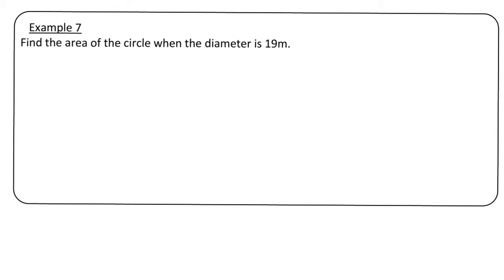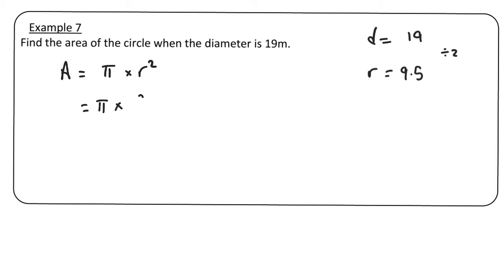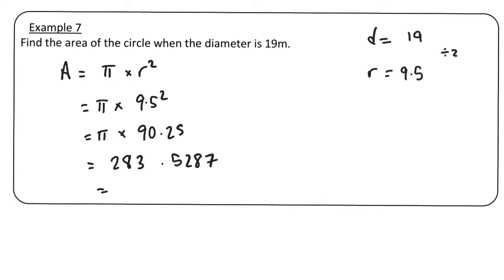Example 7, find the area of the circle when the diameter is 19. The area is π times r squared. We're told that the diameter is 19, and we know the diameter is twice the radius. So if we divide by 2, we get 9.5, that's the radius. So the area is going to be π times 9.5 squared, which is π times 90.25, which gives us an answer of 283.5287 or 283.5 squared centimeters.